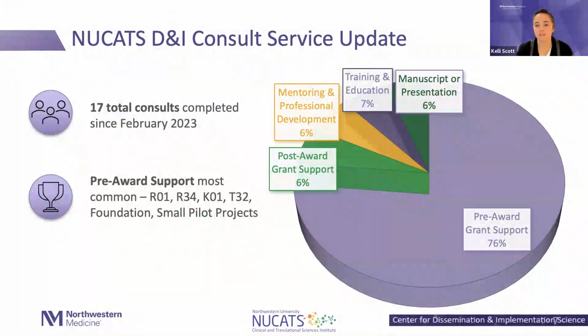You'll see from the chart that most of them are pre-award support, but it really runs across a wide range of different grant options. So we've talked to folks about submitting R01s, K awards, T32s, as well as some of the small pilot projects and foundation funding. But we've also seen about 25% of our requests come from broad desire for mentorship, training and education, manuscript preparation. And many of these requests have resulted in successful grant submissions getting out the door, as well as ongoing planning and collaboration for future projects as well.